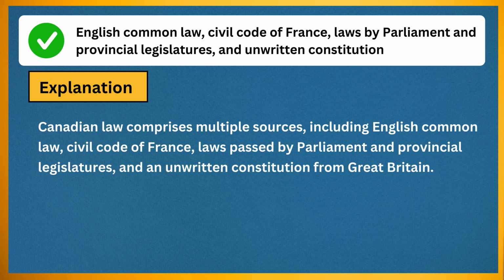The correct answer is English common law, Civil Code of France, laws by Parliament and provincial legislatures, and unwritten constitution. Explanation: Canadian law comprises multiple sources, including English common law, Civil Code of France, laws passed by Parliament and provincial legislatures, and an unwritten constitution from Great Britain.